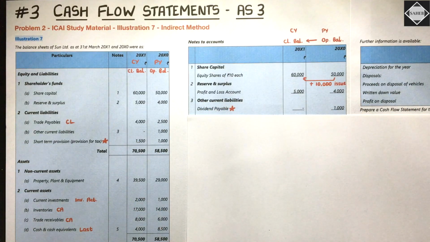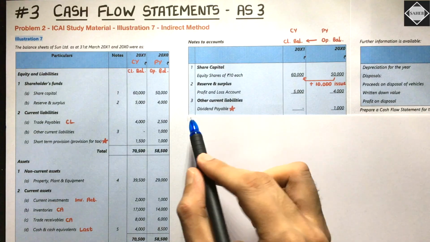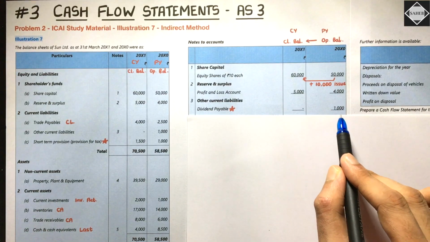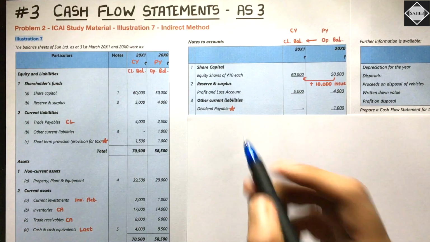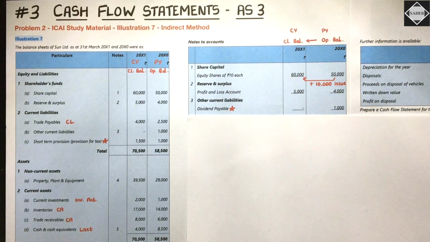Even if there are no adjustments, still prepare the dividend payable account and take the balances and find out everything properly. So dividend payable is there. Opening balance is 1,000 and there is no closing balance. Fine, we'll come back to that. Right now we'll just star mark it. We have to open a ledger account, there will be some adjustment of that.